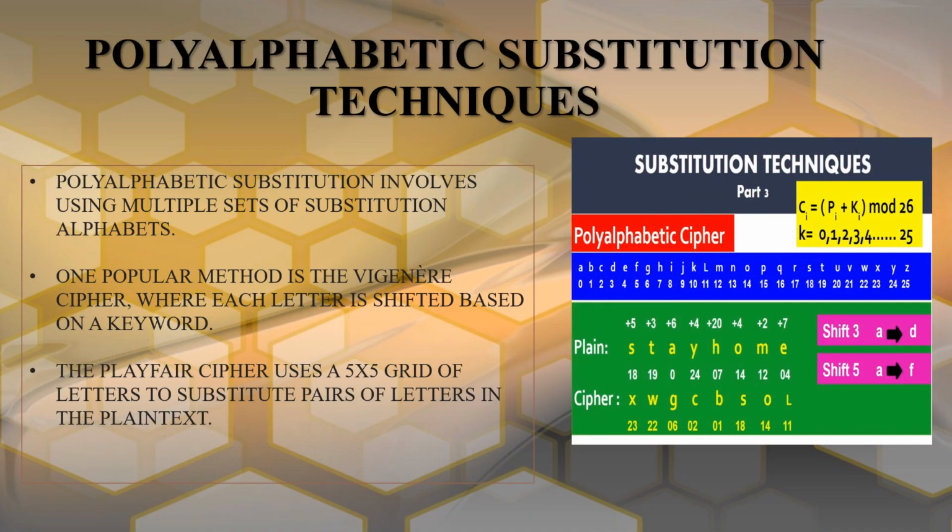Polyalphabetic substitution techniques. Polyalphabetic substitution involves using multiple sets of substitution alphabets. One popular method is the Vigenere cipher, where each letter is shifted based on a keyword. The Playfair cipher uses a 5 by 5 grid of letters to substitute pairs of letters in the plain text. As you can see, in the polyalphabetic cipher we have the plain text, that is stay home, and the cipher text, which will be shifted by 3 and shifted by 5.